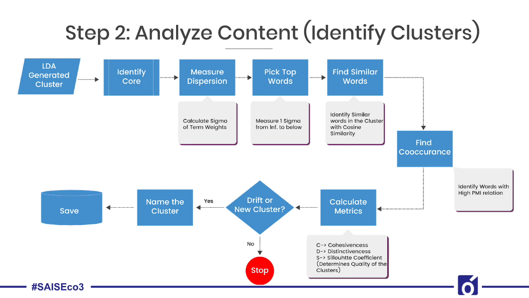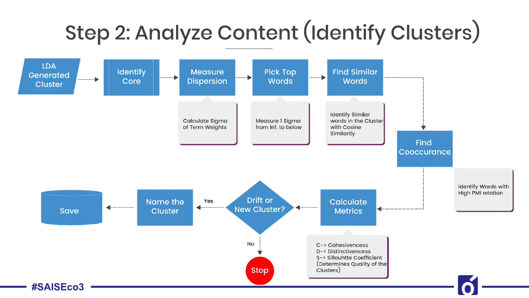So in this phase, we identify the clusters, or basically the concepts that we say. For this, we first measure the dispersion, that is, calculate the sigma of the term weights. Sigma is just a value to identify how significant that word is, or how related that word is, to that cluster or topic. Next, we pick the top words using the 3 sigma rule, which captures 99.7% of the values present in that cluster, or basically those words which are highly significant to it.